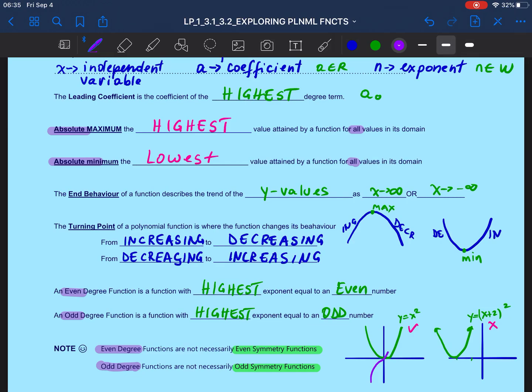So y equals x cubed will have odd symmetry, and that's because we have rotational symmetry about the origin right here, whereas y equals, for example, (x minus 2) cubed will have odd degree. So this is an odd degree function, but it does not have odd symmetry because the shape of the graph is not symmetrical about the origin.